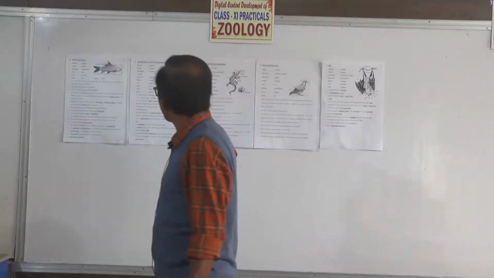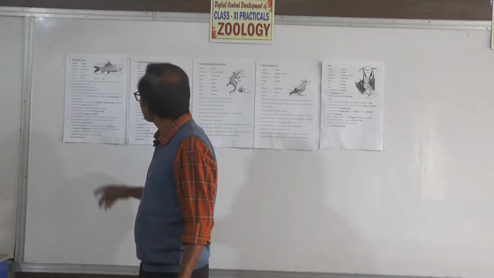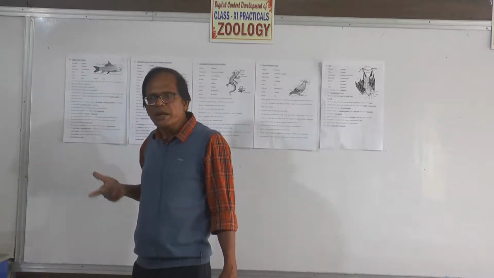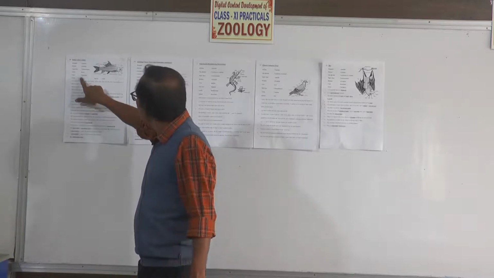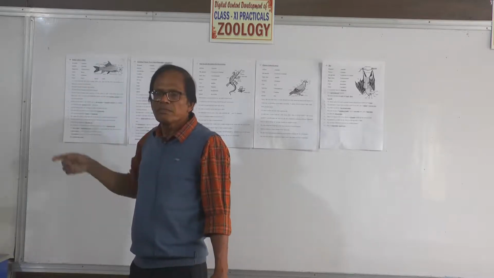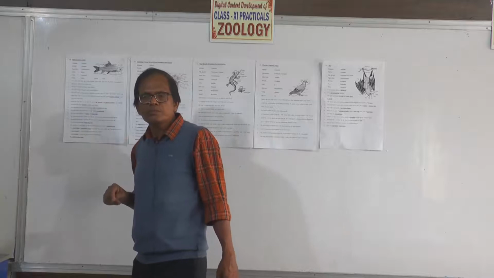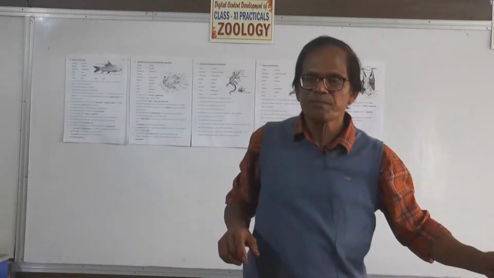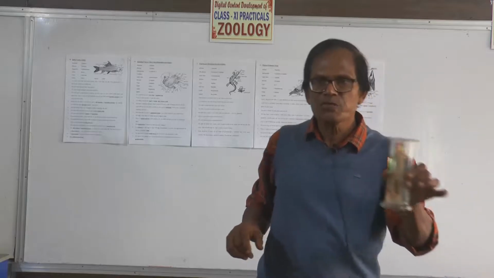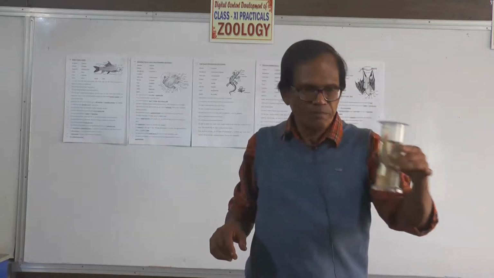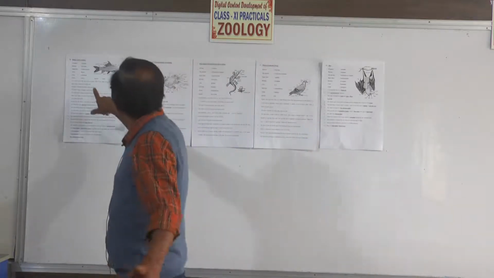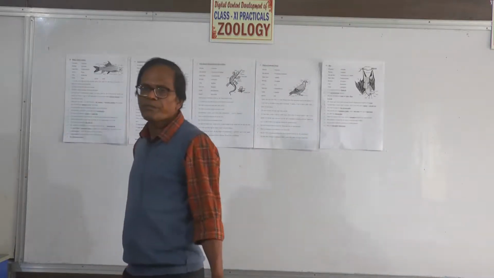Next, we come to a bony fish. The classification remains similar except for the class. Scoliodon, or this fish, was a cartilaginous fish, and hence its class was Elasmobranchii.